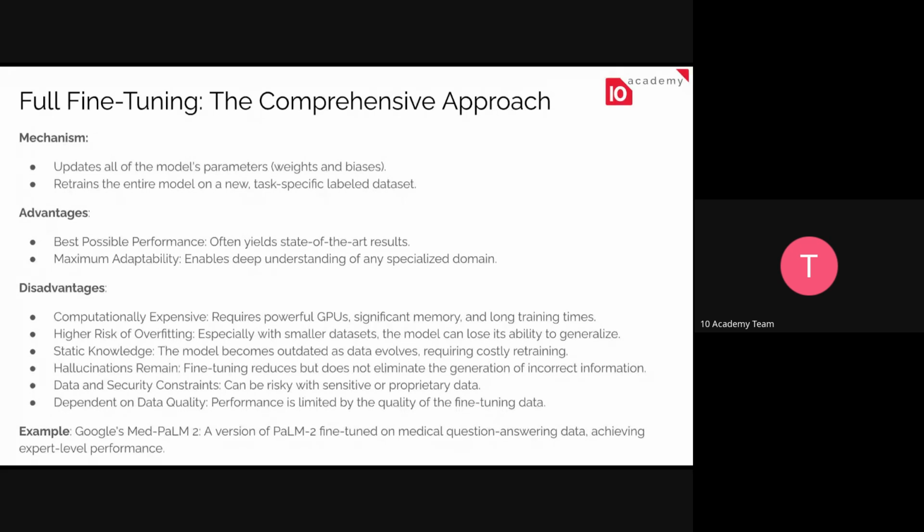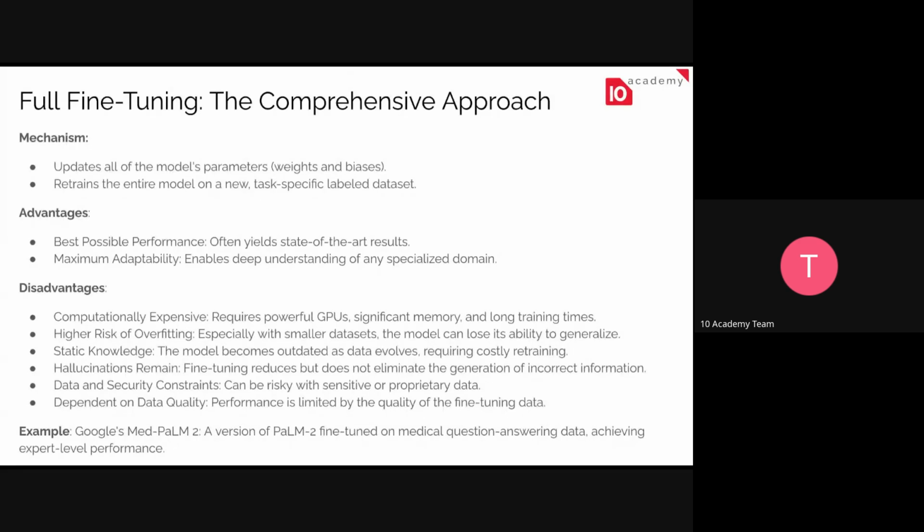Of course, it's very expensive, and you have a high risk of overfitting, especially if your dataset is very small, the model can lose its ability to generalize. So this is very key. Overfitting and underfitting, I think we have had classes about training. If the model overfits on a training dataset, that's really dangerous because it loses the ability to generalize, so it loses the ability to relate to other things. So that's one of the drawbacks.